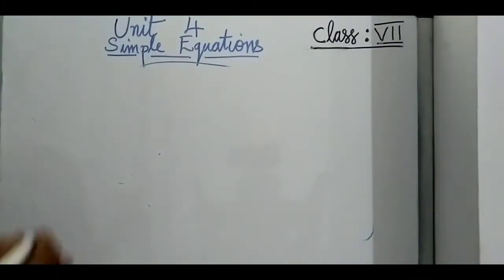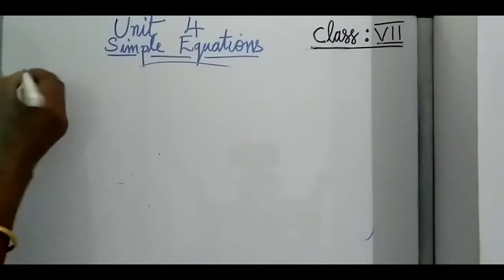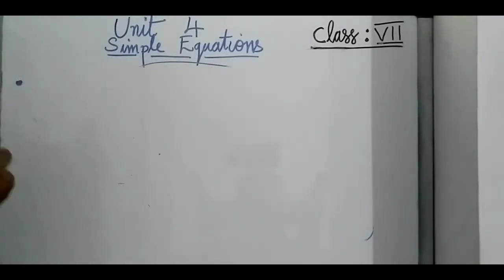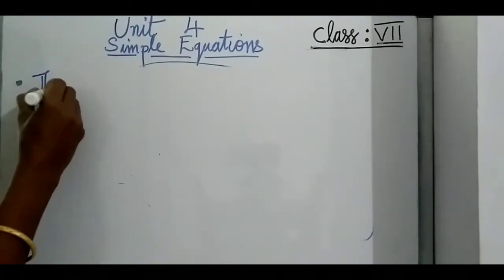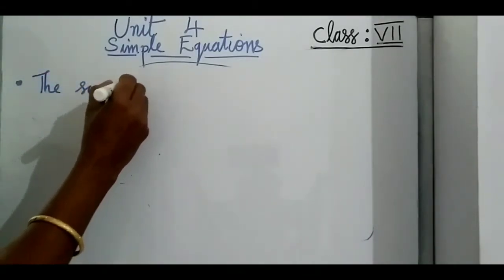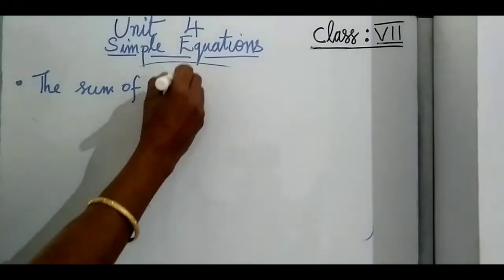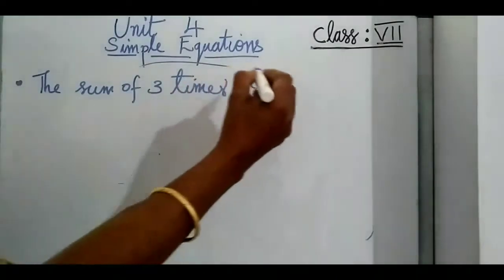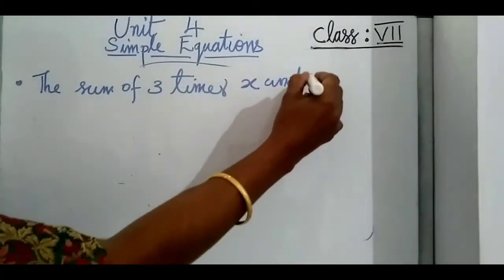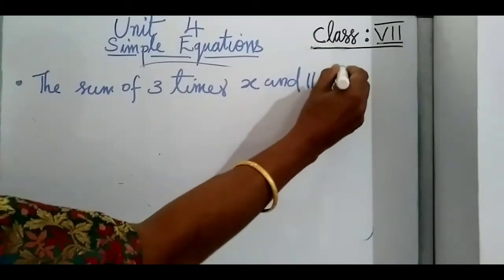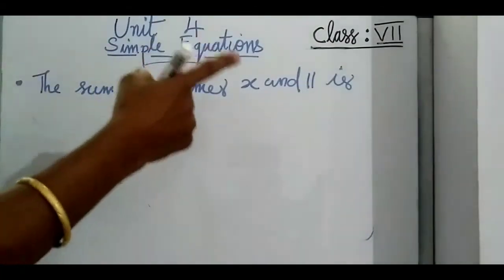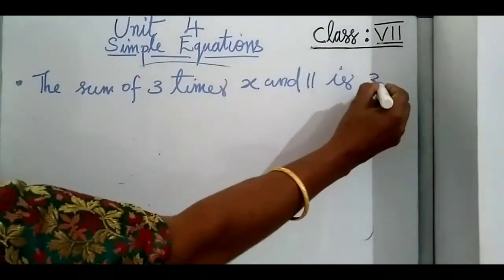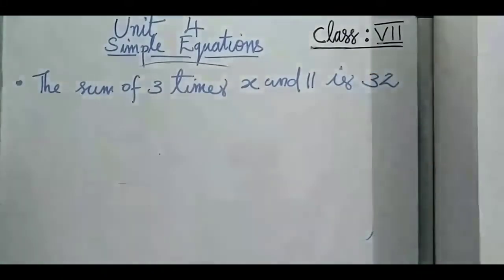Listen, all of you. We can take the first example itself. The sum of 3 times x and 11 is 32. This is a statement form.